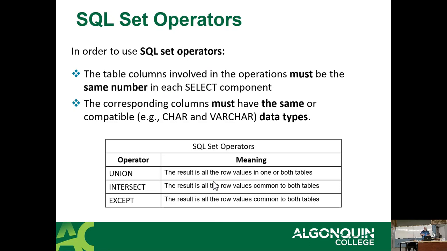There are some limitations when you use set operations. You'll notice I'm not even doing examples because there's no lab for it, so I'm just making sure it's covered. The tables involved must have the same number of columns. You can't compare two different sets. So set A has three columns, set B has two columns. You can't compare them because they don't have the same structure.